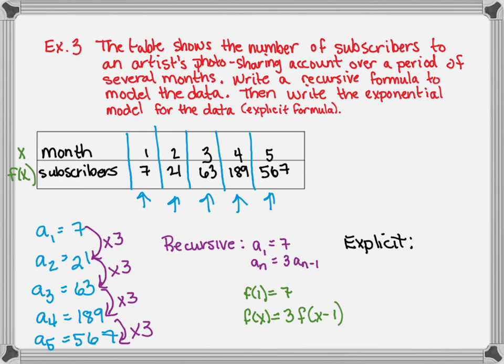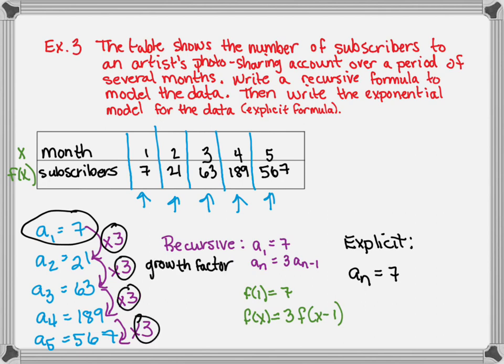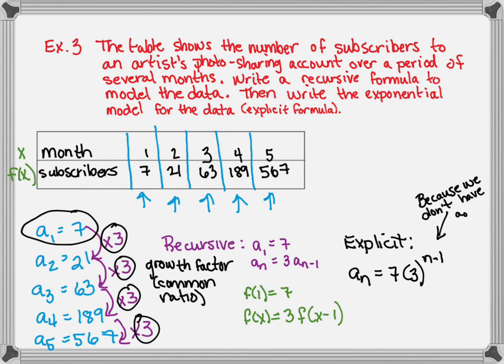Okay, let's look at our explicit definition, or formula. A sub n equals our starting value, our first term, in this case A sub 1, which is 7, times our multiplier, which is 3. This is our growth factor, or the common ratio. So 3 to the n minus 1 power. And this time, it's to the n minus 1 power instead of n, because we don't have A sub 0. We're starting with A sub 1. So our starting value was 7. We don't know what A sub 0 is.